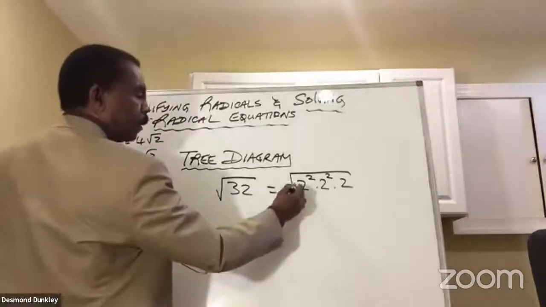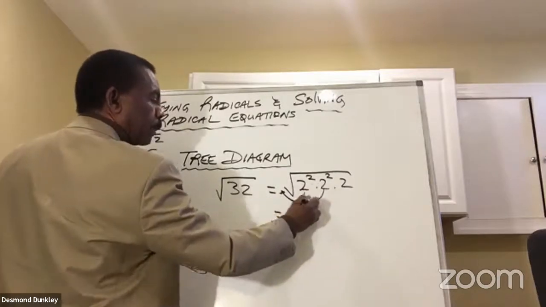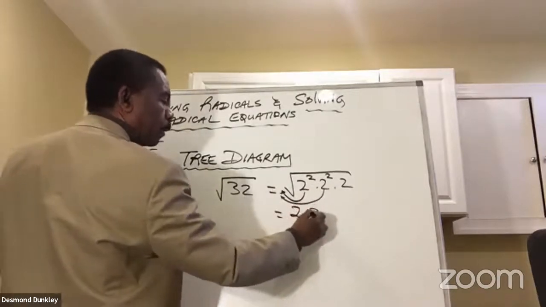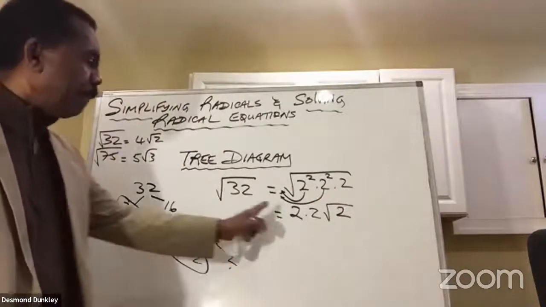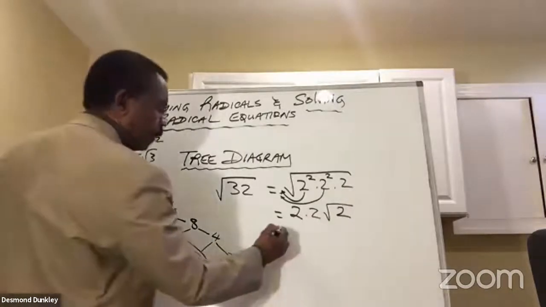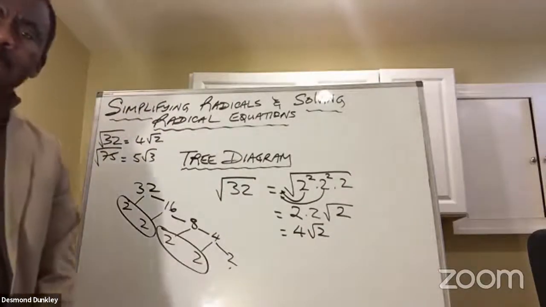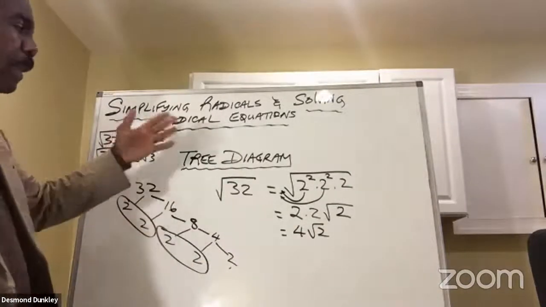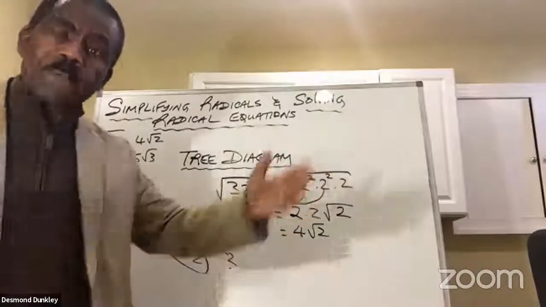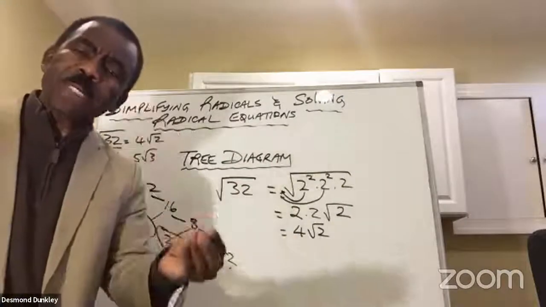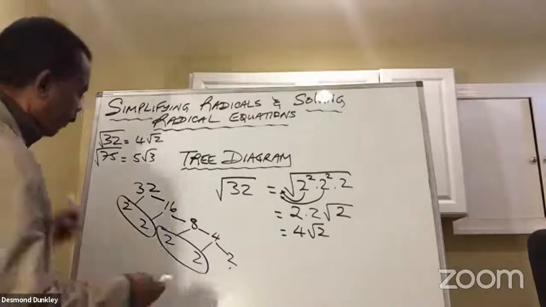What happens here? This 2 comes out. This 2 comes out. And this stays inside because it's single. So now we have 2 times 2 is 4 root 2. So it's a tree diagram. Now for simple numbers like 32 and 75, this might not be big, but when you have larger numbers, the tree diagram becomes extremely useful. Okay?